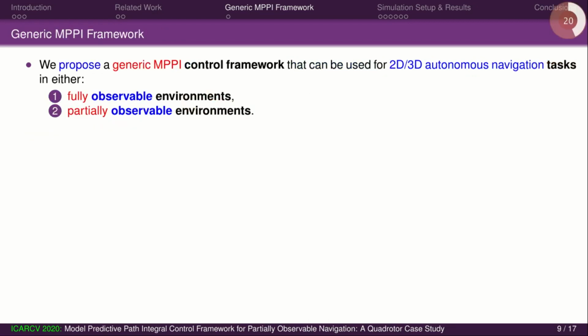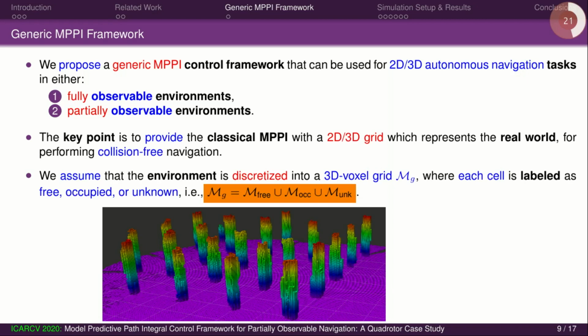For this reason, we propose a generic MPPI control framework that can be used for 2D or 3D autonomous navigation tasks in first a fully observable environment. Here we assume there is prior information about the environment. Or a partially observable environment. Here there is no information about the environment and the robot is building and updating the map online as it moves around. And the key idea here is to provide the classical MPPI with a 2D or 3D grid which represents the real world for performing collision-free navigation.